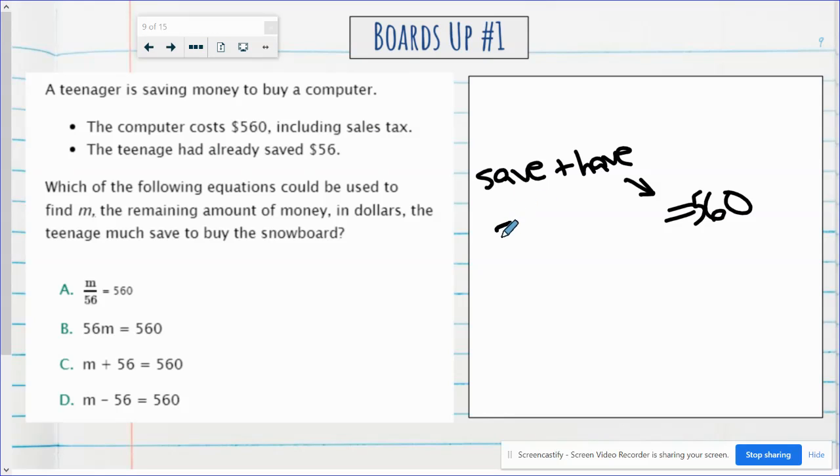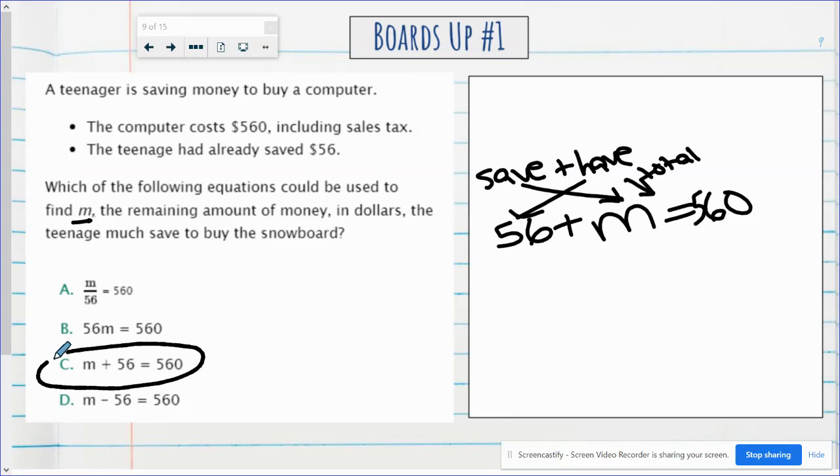I know that I already have $56 and I still need to save the number that I save. I don't know what that number is yet, but it is telling us to use M. So 56 plus M would be 560. The money I have plus the money that I still need to save needs to equal the total of 560. I don't see 56 plus M directly, but I do know commutative property, M plus 56 is the same. All right, let's keep going.